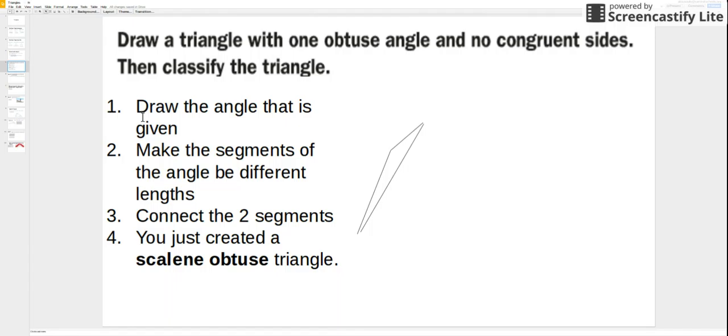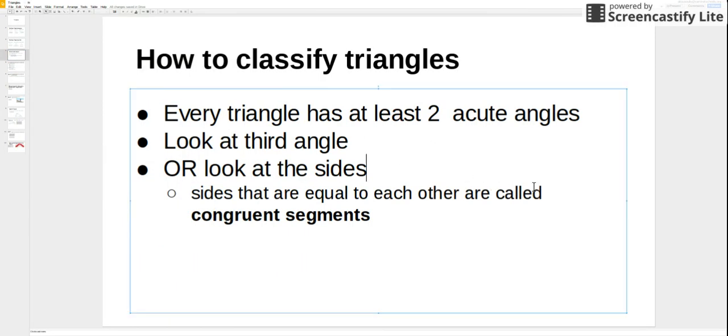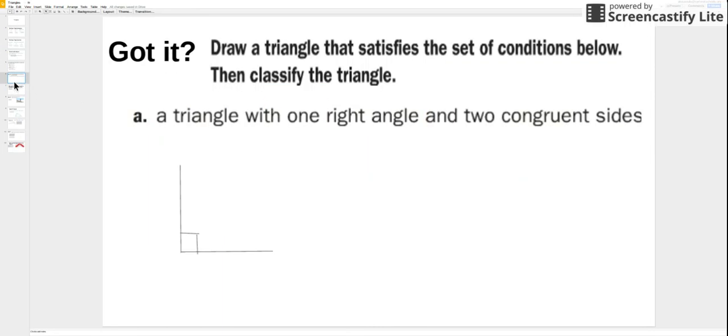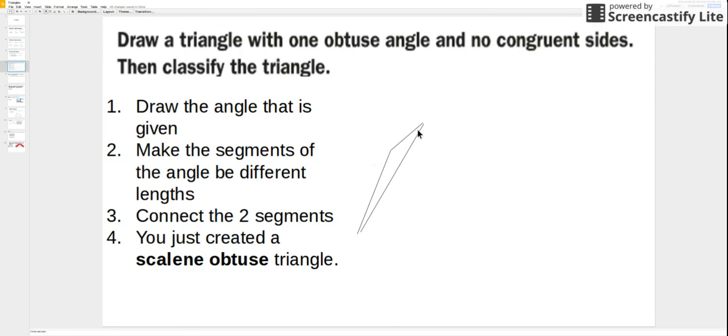So first thing that you would want to do is draw the angle that's given. So first I'm given to draw an obtuse angle right here. Make the segments of the angle be different lengths. So this is short and this is long, right? And then just connect the two segments. So I would take a third line and just move it in so that it's aligned with the triangle.